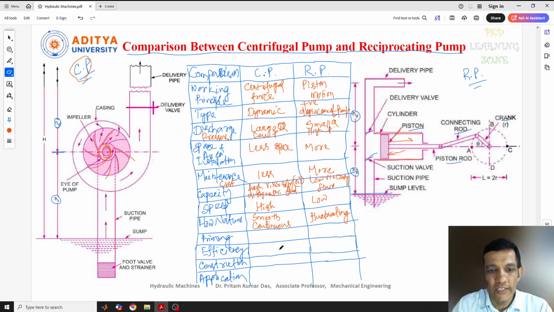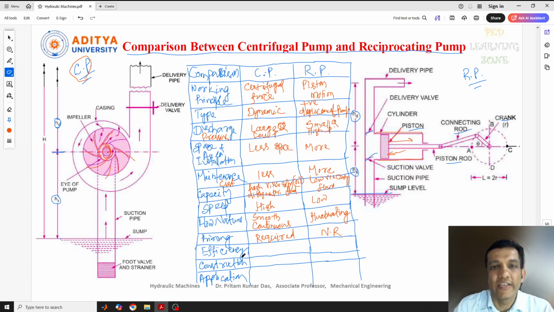Okay. Similarly, priming. For the centrifugal pump we require priming. Because we know there will be a pressure difference and bubbles will be created inside the casing. Inside the casing we will have water, so before starting, when the water has drained out, it will be full of air. So priming is required before starting the centrifugal pump. Here it is not required, you can say.